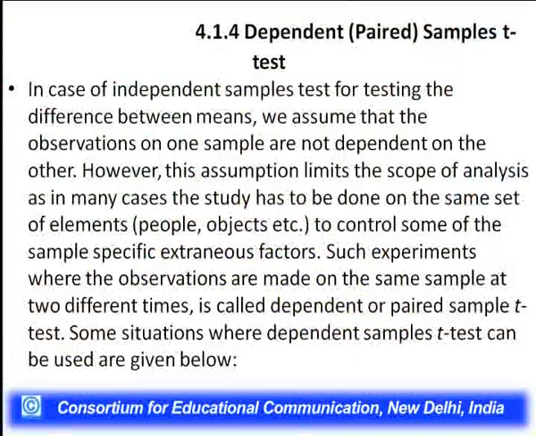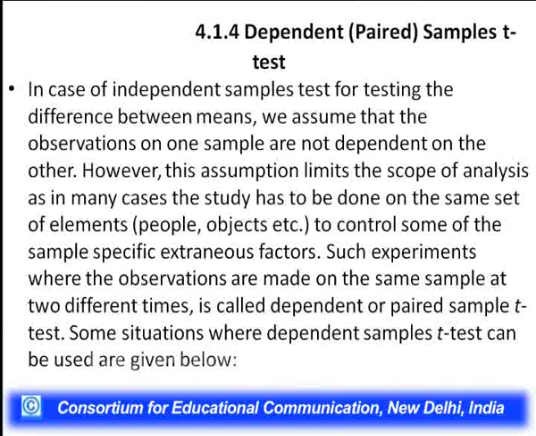So taking it forward, we have another category, that is a third category, which is called a dependent or paired sample t-test. In case of independent samples test, for testing the differences between the means, we assume that the observations of one sample are not dependent on the other.